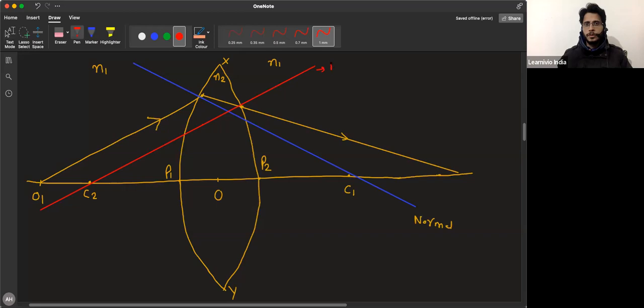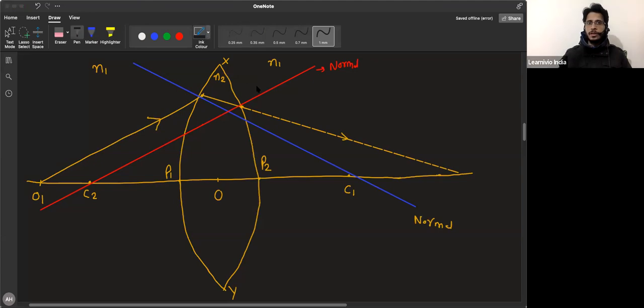This is normal for the second surface. Now your ray is going from N2 to N1. N2 is a denser medium, N1 is a rarer medium. So this ray will bend away from the normal. See, this is the direction of the ray if it does not refract. If you don't have second refraction, then the ray would have gone in this direction, if there is no second medium.